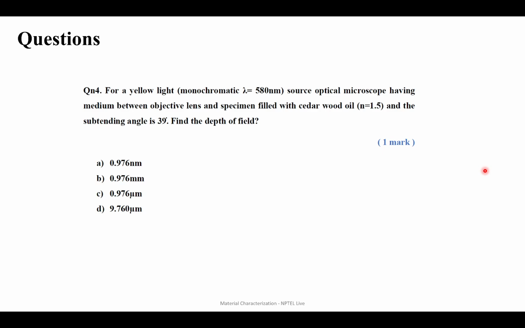For yellow light, that is monochromatic, lambda equals 580 nanometer, an optical microscope has a medium between the objective lens and specimen filled with cedar wood oil, which has n equals 1.5, and the subtending angle is 39 degrees. Find the depth of field. 0.976 nanometer, 0.976 mm, 0.976 micrometer, 9.76 micrometer.